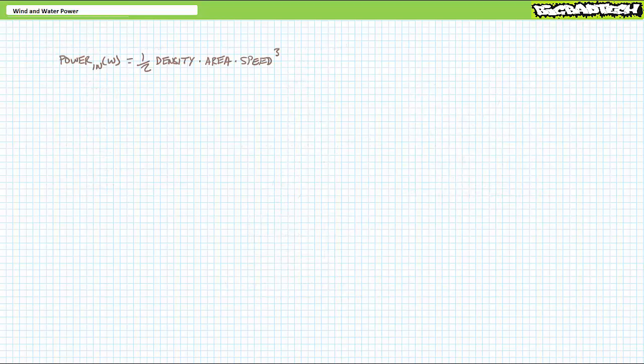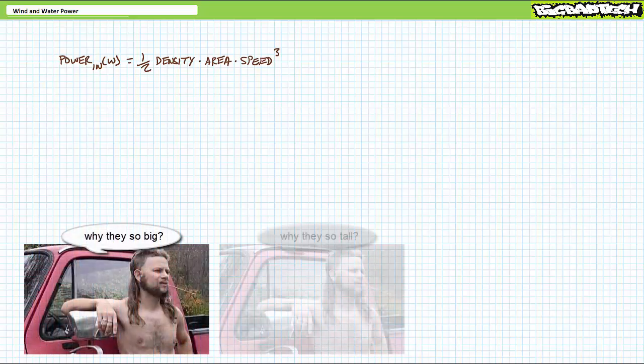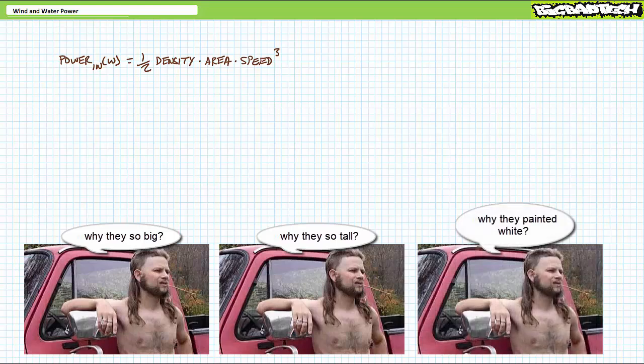All right, before we wrap this lecture up, I need to fulfill the promise I made at the beginning and authoritatively answer two of the three most common questions I'm asked about wind turbines, notably why are they so big, why are they so tall, and why are they painted white.